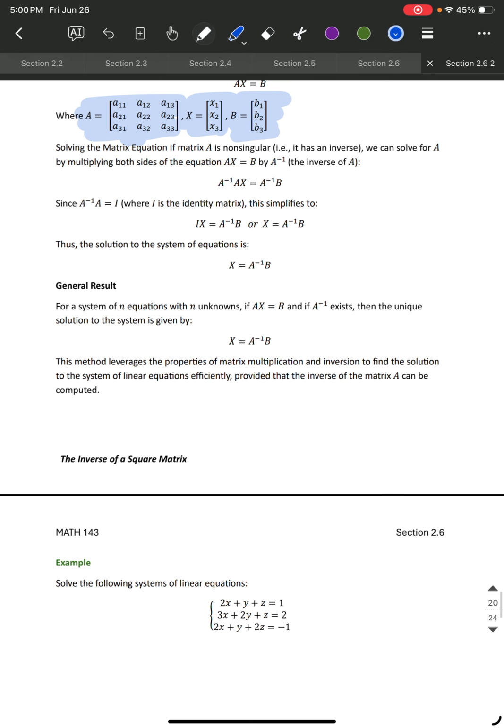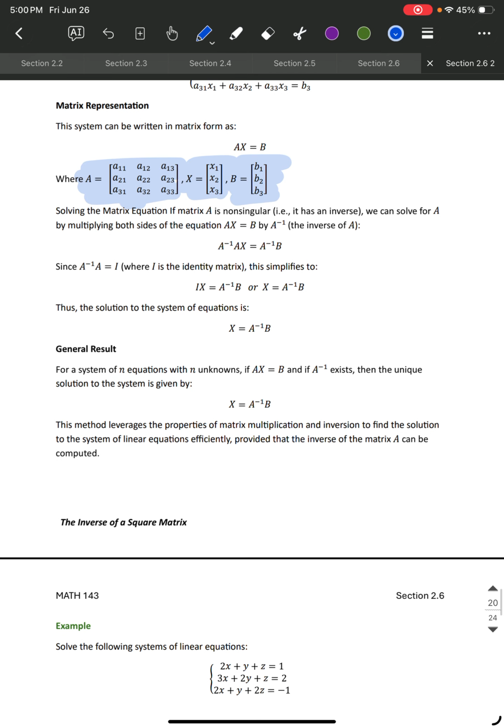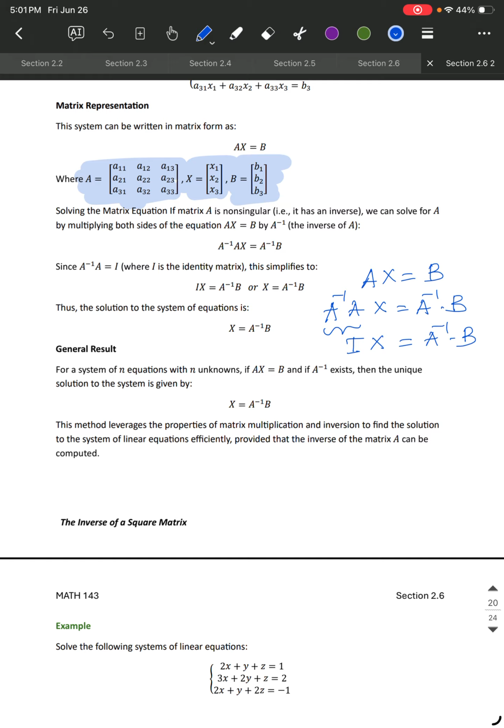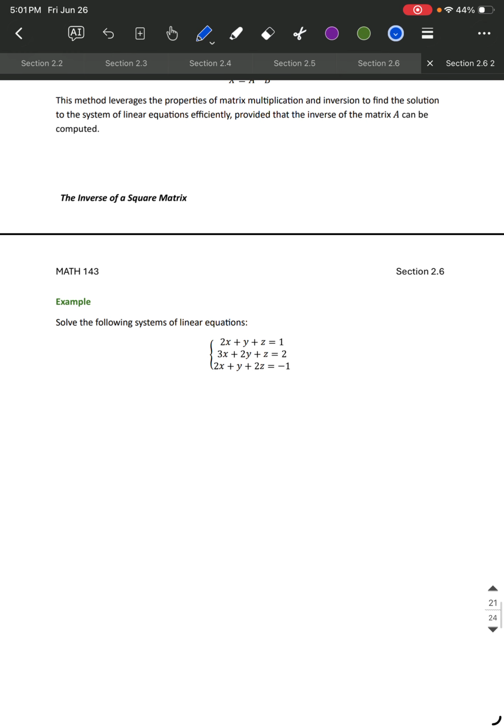So in general, we can say that we have A times X equals B, then multiplying both sides by A inverse. What happened? A times A inverse, identity matrix times X, equals A inverse times B. We know that the identity matrix behaves like number 1. Therefore, X equals A inverse times B. Let's look at the example.